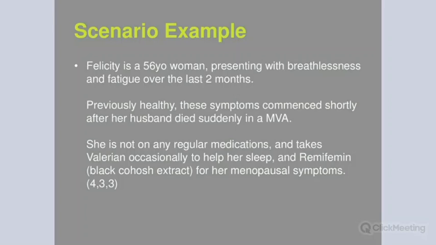So in this example, Felicity is a 56-year-old woman presenting with breathlessness and fatigue over the last 2 months. She's been previously healthy, and these symptoms commenced shortly after her husband suddenly died in a motor vehicle accident. She's not on any regular medications and takes valerian occasionally to help her sleep, and remifemin, which is black cohosh extract, for her menopausal symptoms. And as you can see down the bottom, it says 4, 3, 3. So we know that there are 3 questions. The first one is for 4 minutes, the second is for 3 minutes, and the third one is for 3 minutes as well.